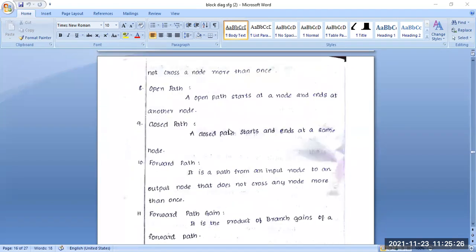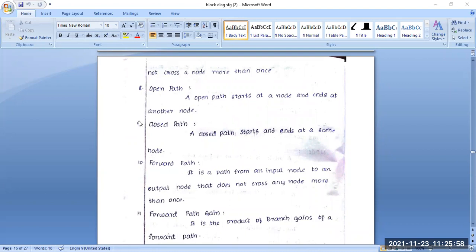Okay, open path. What is open path? An open path starts at a node and it ends at another node. So in the previous diagram, we can see this is x1, it is an open node, that means a starting node, and x2 is the end point, that means the output node. So this is an open path. An open path starts at a node and ends at another node. So this is called the open path.